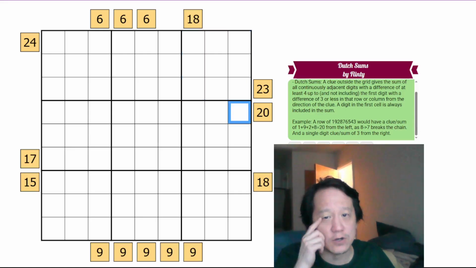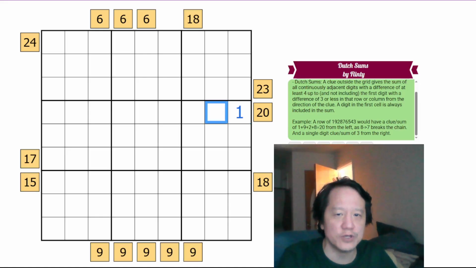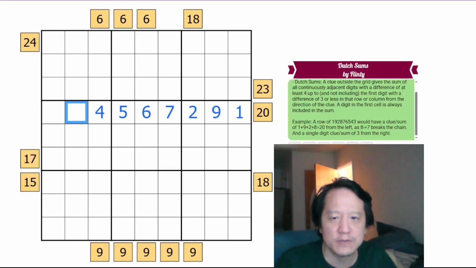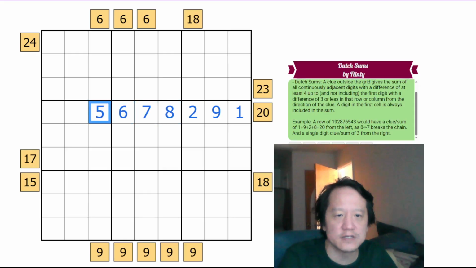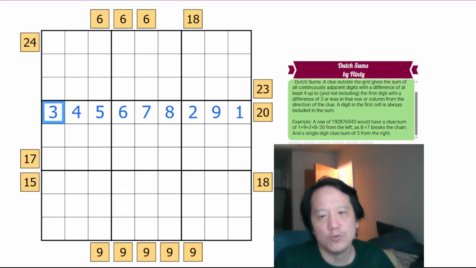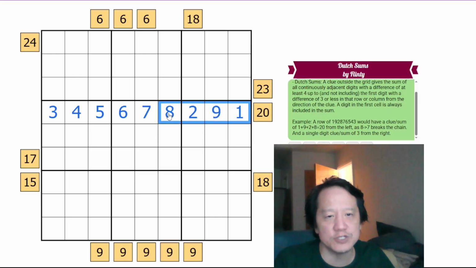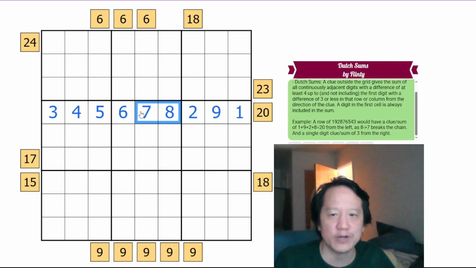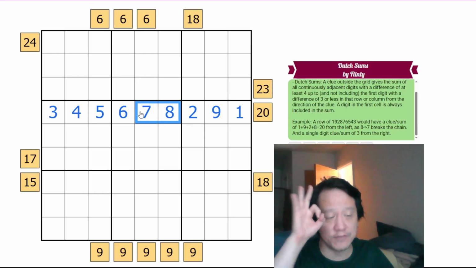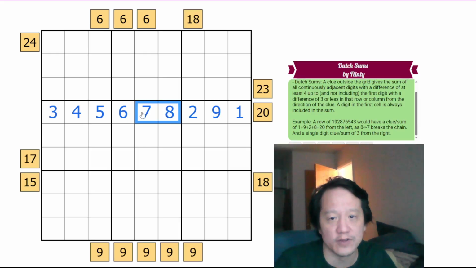Anyways, so let's use this 20 as a clue here. So we have 19287654. 19287654 would have a clue sum of 1, 9, 2, and 8, which equals 20. From the left, well, in this case, I did it opposite, so it's from the right, as 8 to 7 breaks the chain, because there's a difference of 3 or less between 8 and 7.